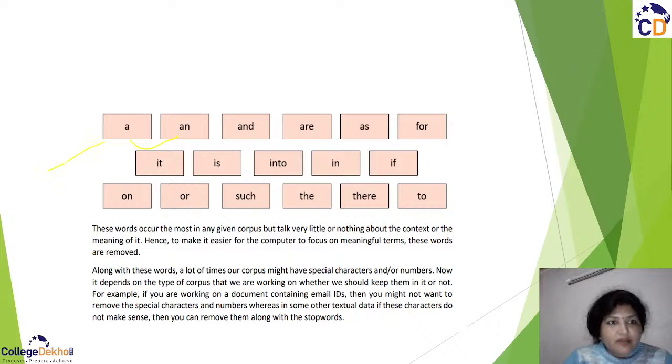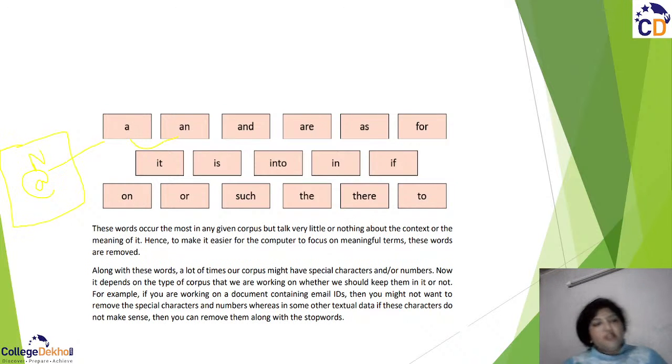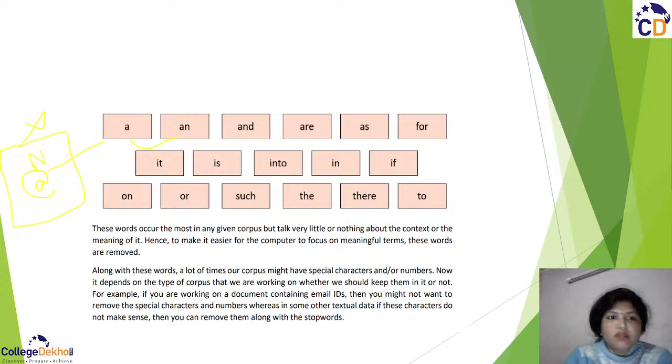If we have numbers or special characters like the at the rate, they need to be taken into consideration, whether they add value to the sentence or the word or not. If it adds value to the sentence, it is not going to be removed, right? And if it does not add any value, if it is just meaningless, then you can just remove them. That's not an issue, right?